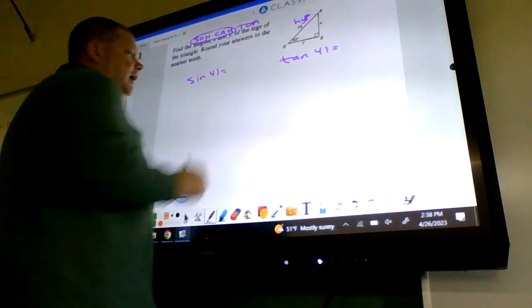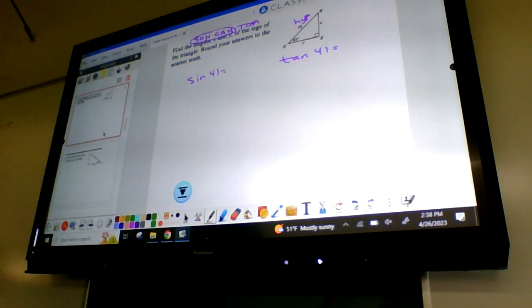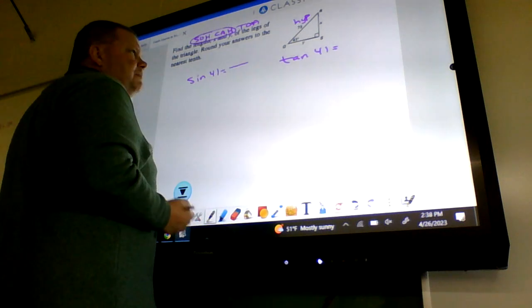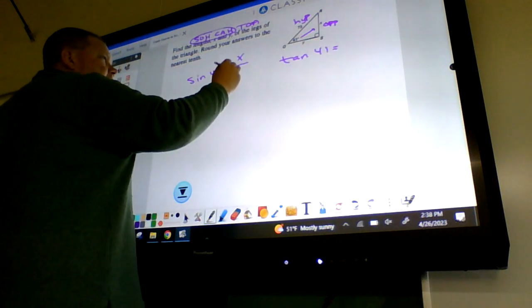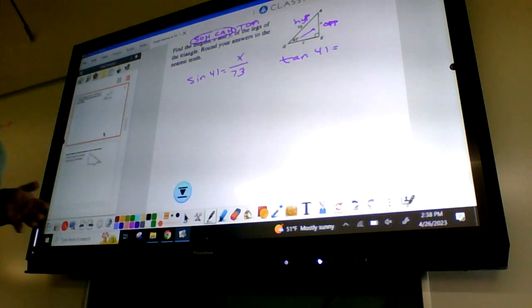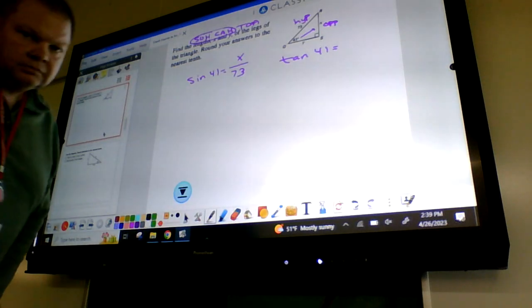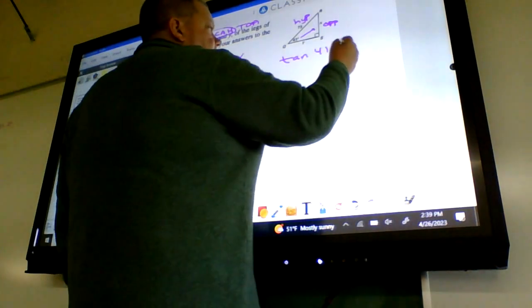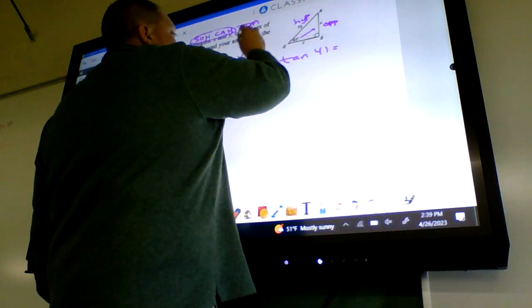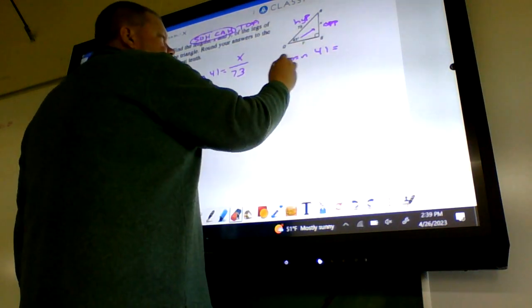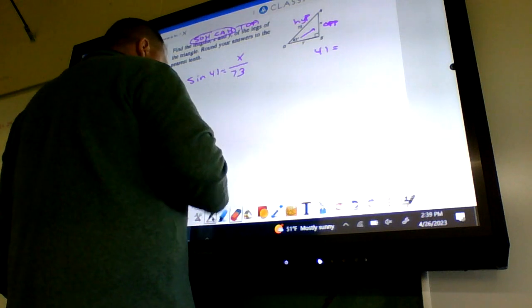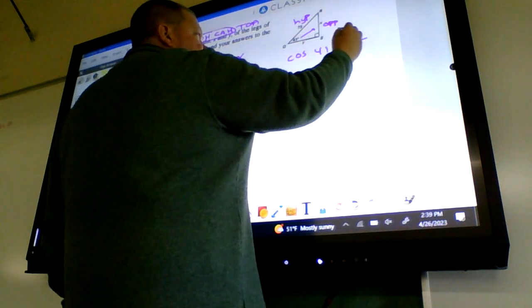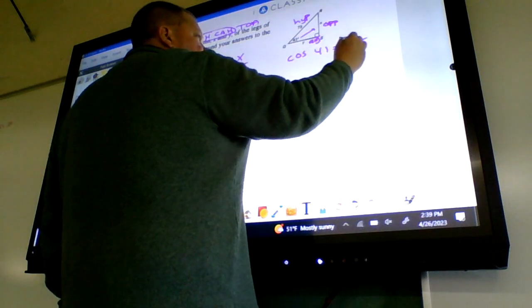Okay, once you have identified which two trig ratios you're going to use, the rest of this becomes just writing the equations like we did before. So I'm looking at the sine, and what's opposite of 41 degrees? My opposite side here is x, and my hypotenuse is 73. That's not anything different that you've done so far. Now, I want to use the cosine of 41 because I know the hypotenuse. So the cosine of 41 is going to be the adjacent side, which is y, over my hypotenuse, which is 73.